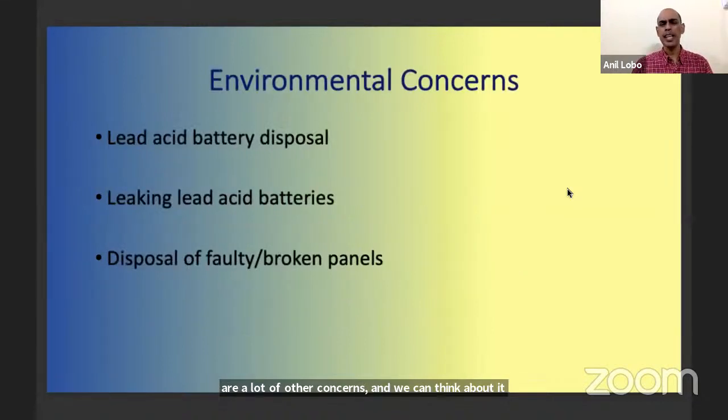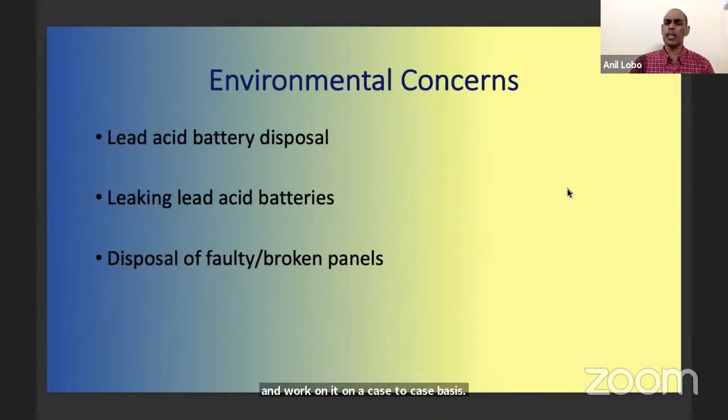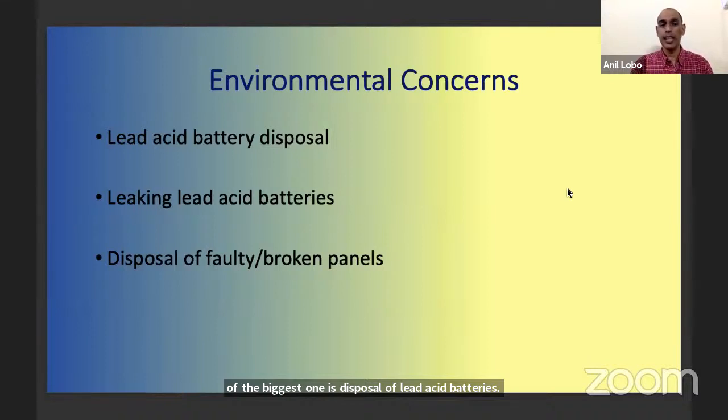There are 3 major environmental concerns. One of the biggest ones is disposal of lead acid batteries. In certain parts of the world, like in Europe and North America, and even in Australia and other countries, there are legislations on how to dispose of the battery. The battery has to be given back to the supplier before you can get a new set of batteries. In third world countries, the disposal of the battery is quite dismal.